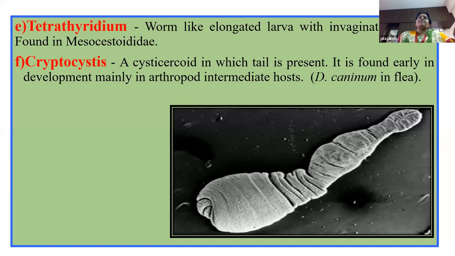So the scolex is invaginated inside the larva. This is the second stage metacestode commonly observed in infections of reptiles and mammals. Then the next metacestode is Cryptocystis. A cystic form in which a tail is present is called Cryptocystis, and it is found mainly in early development in arthropod intermediate hosts. So all these are the definitions.